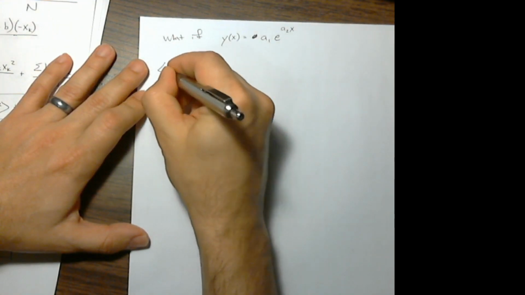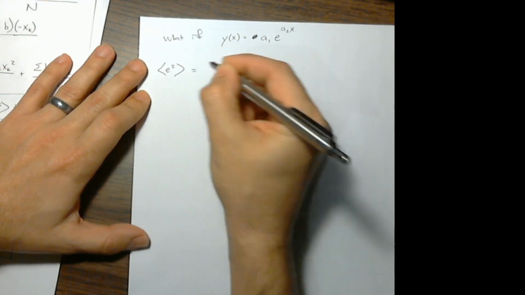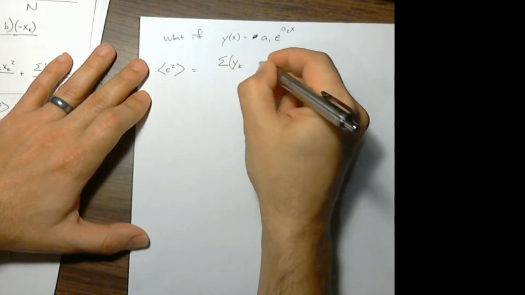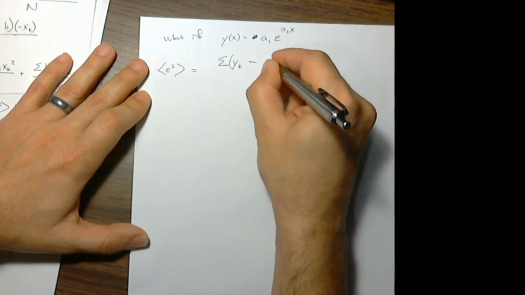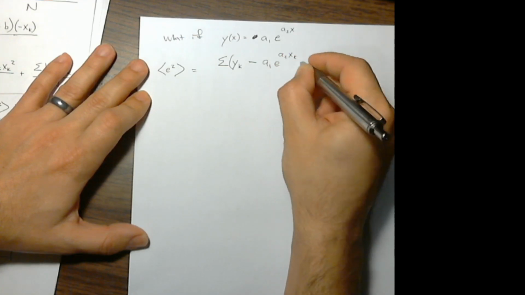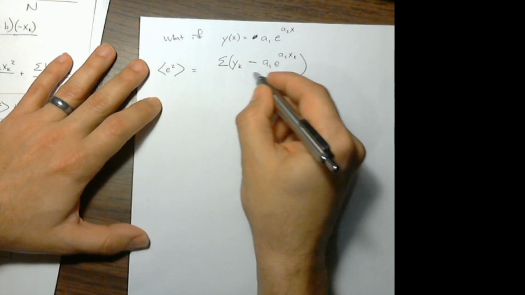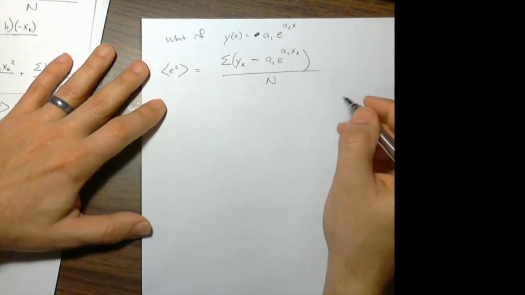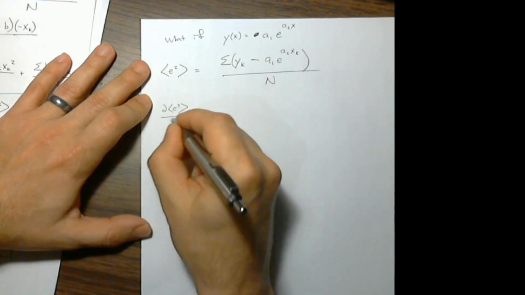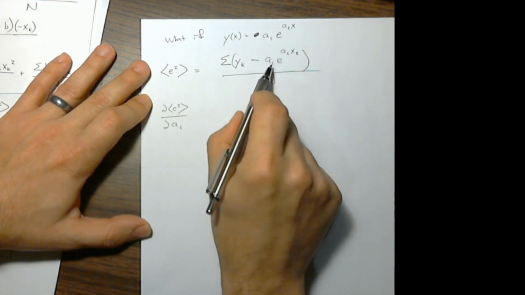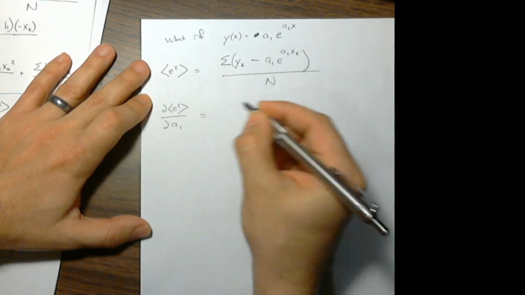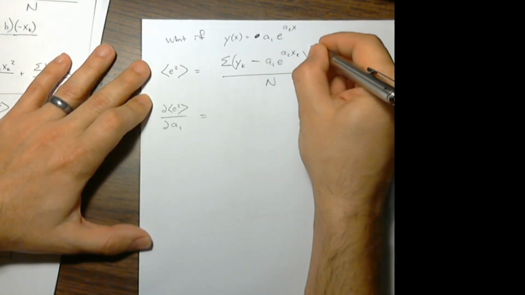So again, my error squared things are looking pretty good when I differentiate with respect to A1. Life turns out actually to be pretty decent when I do that. So here's what you get. Sorry, I forgot my squared.